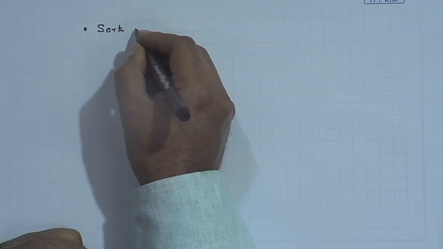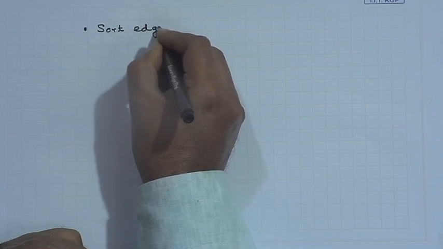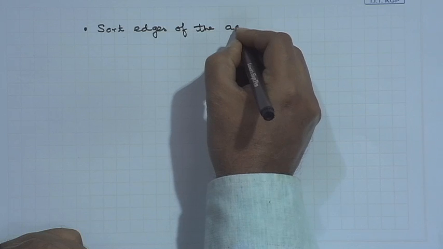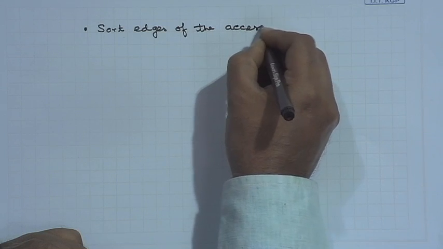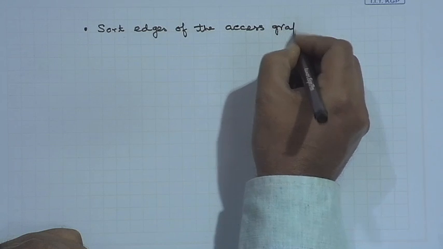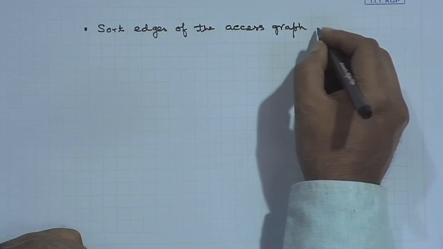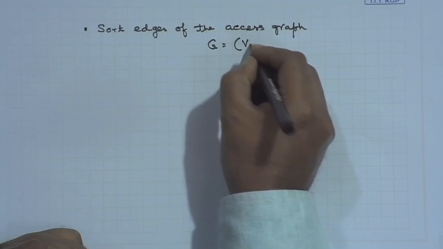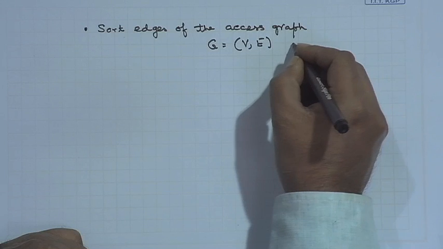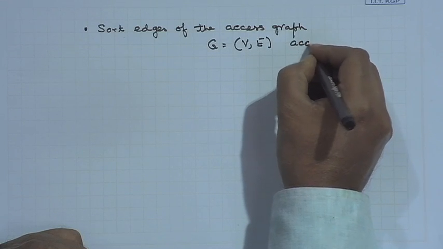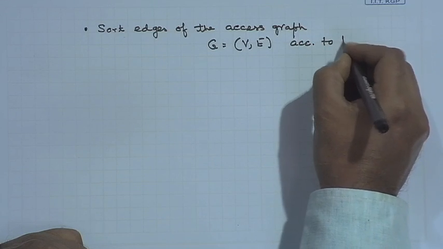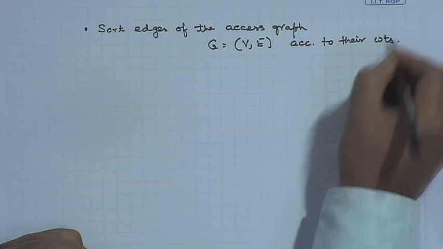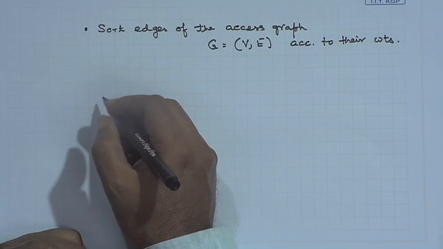We first sort the edges of the access graph G, which is (V, E), according to their weights. That is the first step.